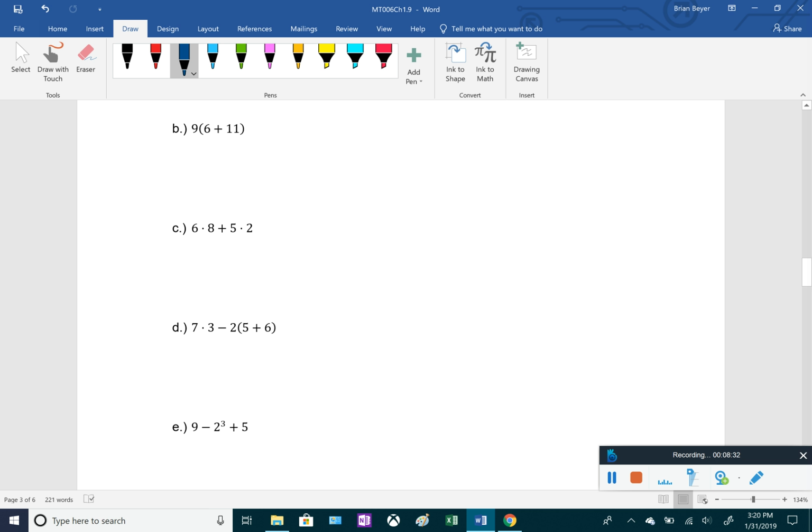Next one, 9 times the quantity 6 plus 11. We have parentheses, so we have to do that first. So 6 plus 11 is 17. And then 17 times the 9 is going to be 153.